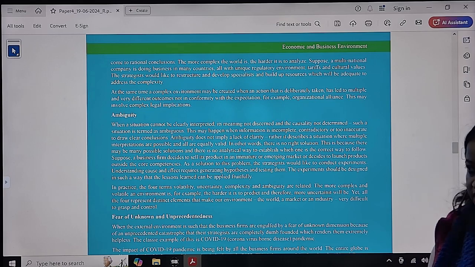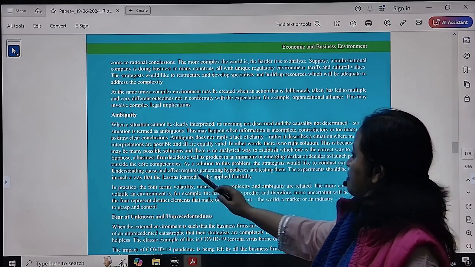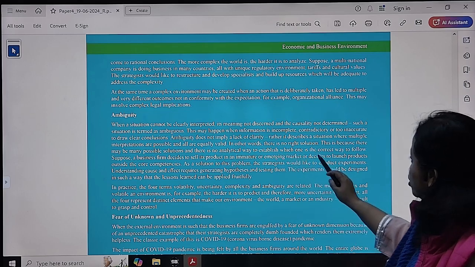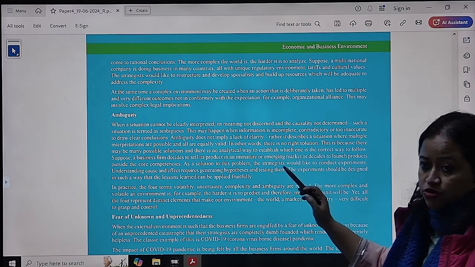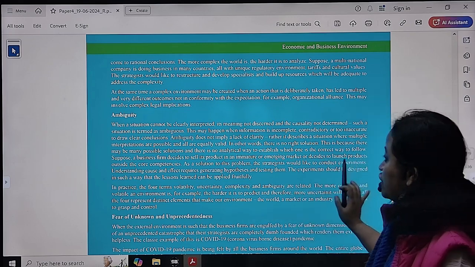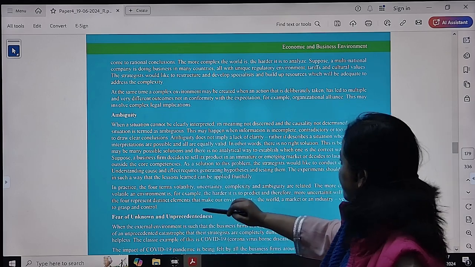Am I clear? Okay. Now, this is because there may be many possible solutions and there is no analytical way to establish which one is the correct way to follow. So you do not know which one is the correct way to follow. So this is all about your ambiguity. Here, one example is given.